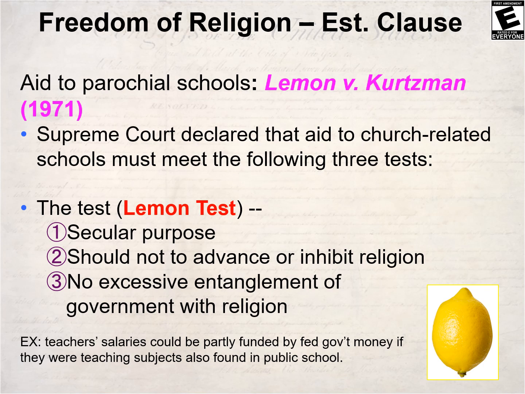You have to show exactly where every penny for every dollar is going. And when you give to a private school, that can be tough to do. That can be really tough to do. So for example, teachers' salaries for parochial schools, they could be partly funded by federal government money if they're teaching subjects also found in public school like U.S.